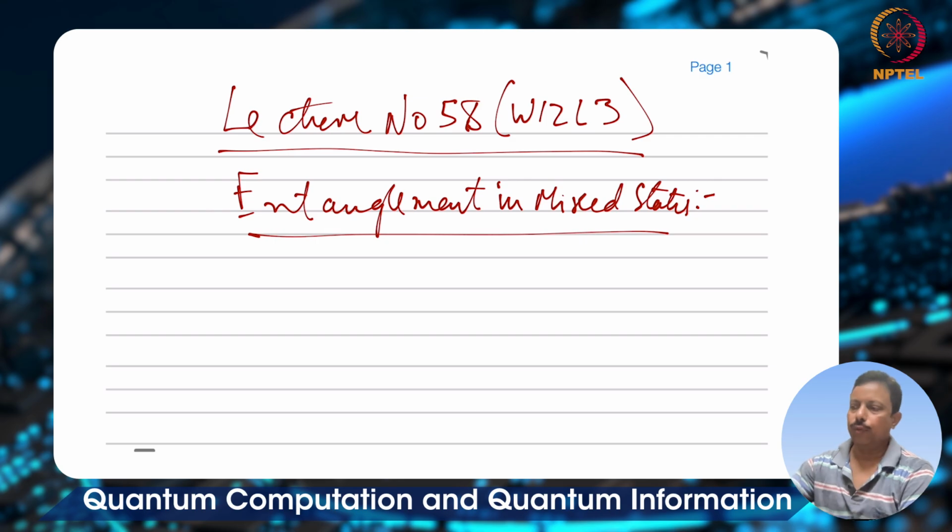So now we move on to the last topic of this course, which is entanglement in mixed states. Certain backgrounds were required for that, so that's why I waited till the end. I will introduce this subject using an example. The example is, supposing I have a 2-qubit system.